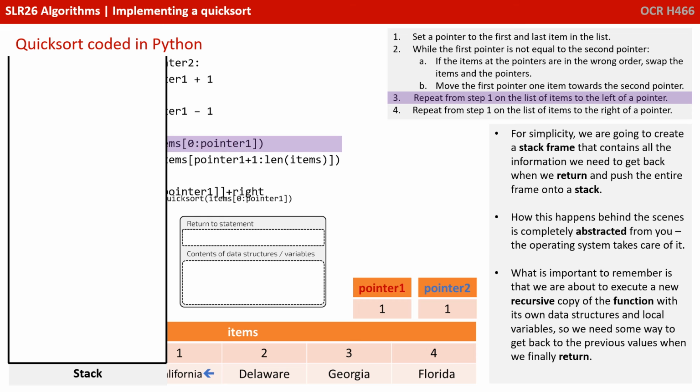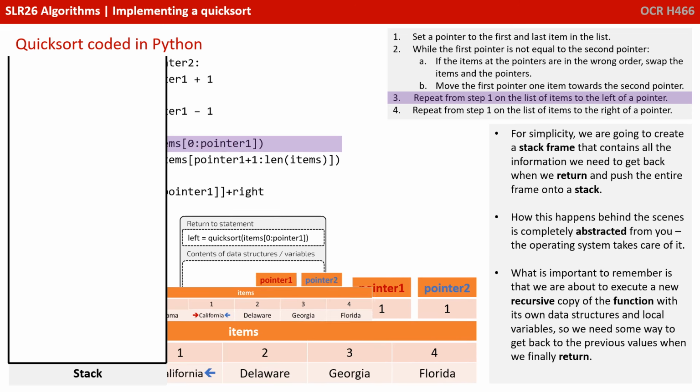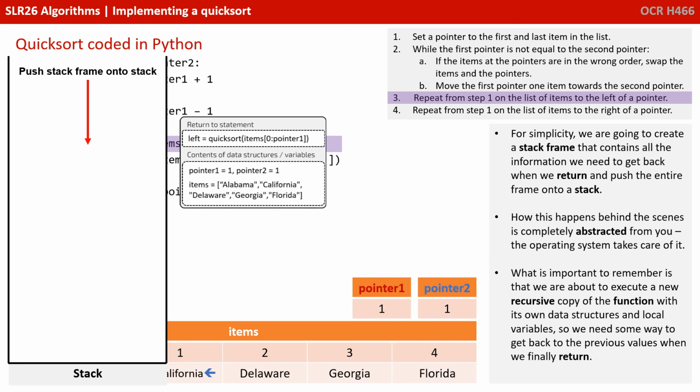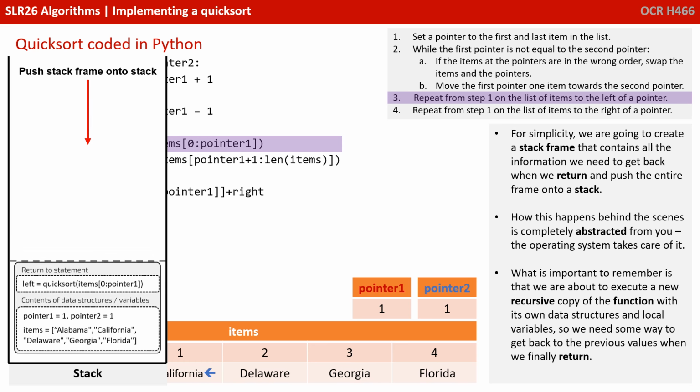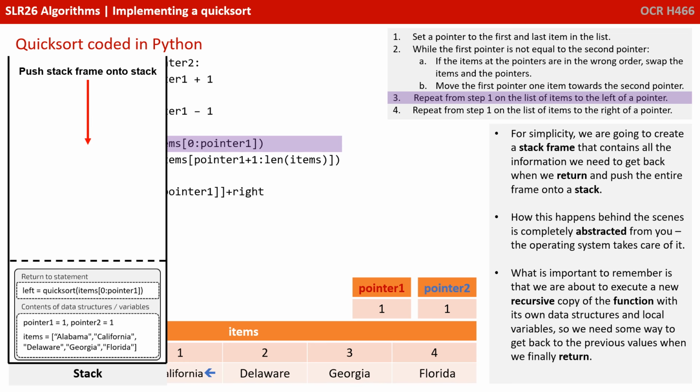For simplicity, we're going to create a stack frame that contains all the information we need to get back when we return and push the entire frame onto a stack. How this happens behind the scenes is completely abstracted from you. The operating system takes care of it. What's important to remember is that we're about to execute a new recursive copy of the function with its own data structures and local variables. So we need some way to get back to the previous values when we finally return.